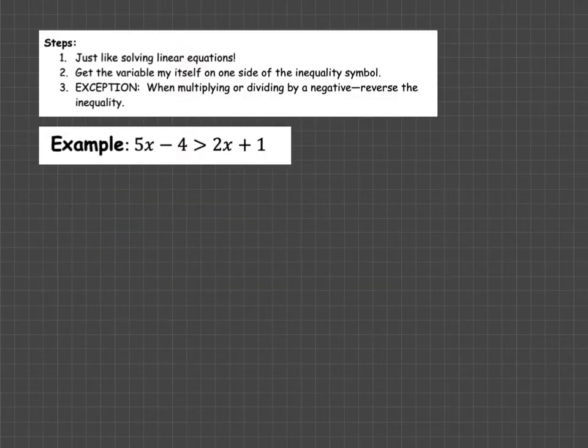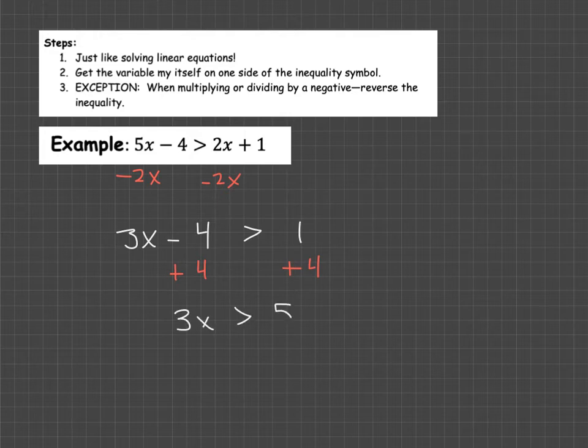Okay, now let's go to our example and let's solve this linear inequality. And we do that by undoing operations and getting x on one side. We have a 2x on the right side. Let's subtract 2x from both sides, and that way we get x all on the same side. Leaves us with 3x minus 4 greater than 1. And now we want to undo the operations around that x. So we want to undo that subtraction of 4 by adding 4 to both sides. We get 3x is greater than 5.